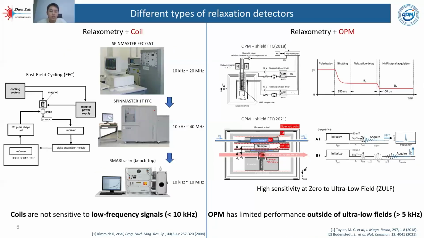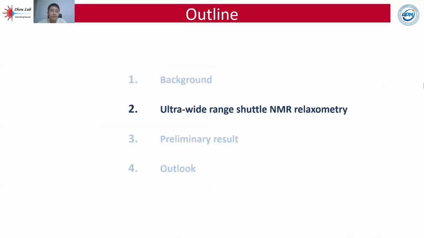The polarization field of fast field cycling NMR affects the performance of the OPMs. Thus, it will limit the bandwidth of the use of the device. So we tried a new approach based on mini OPMs with shuttle NMR for ultra-wide range relaxation measurement. Next, I will introduce the ultra-wide range shuttle NMR relaxometry.